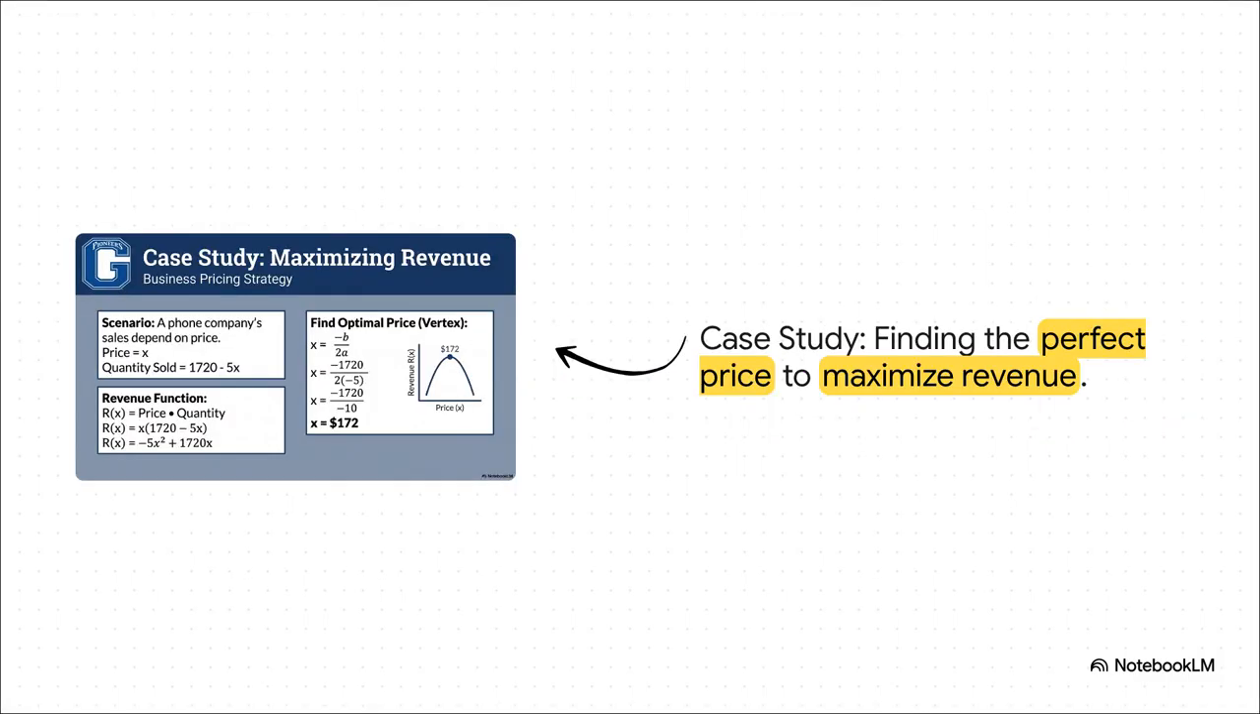Now, this idea works for more than just fences. It's absolutely critical in business. Think about a phone company trying to price a new gadget. If they price it too high, nobody buys it. Price it too low, they don't make enough money. Their revenue is a classic downward-facing parabola, and somewhere on that curve is one perfect point of maximum revenue.